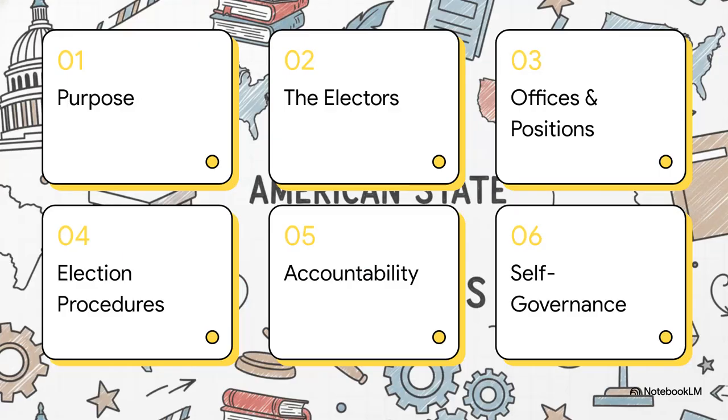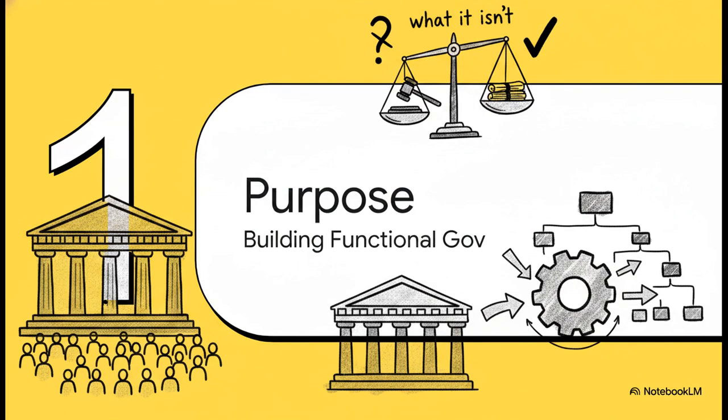Here is our agenda for today. We'll be covering 6 core pillars: the purpose of assembly elections, the electors, offices and positions, election procedures, accountability, and finally, self-governance. Section 1. The purpose of assembly elections: building functional governance.